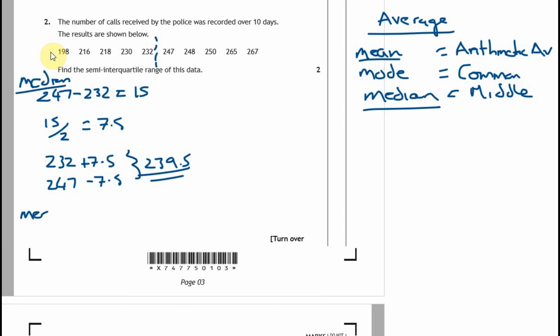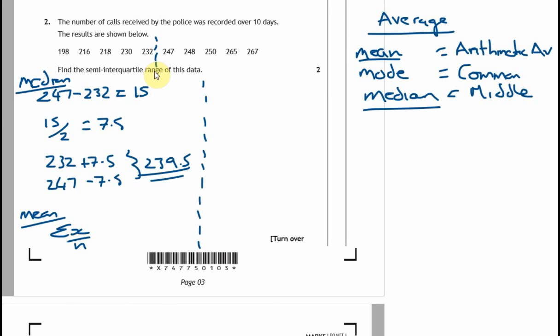The mean would be the sum of x divided by n. So all of these numbers added up, divided by 10. But again, they're not actually asking for that in this question. I just thought it was interesting to go through it.